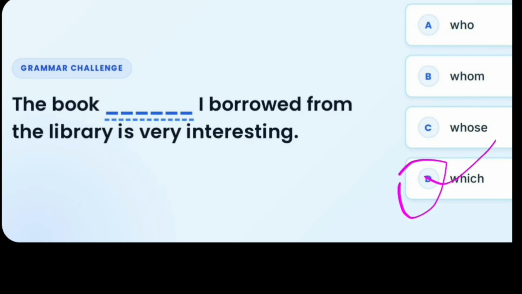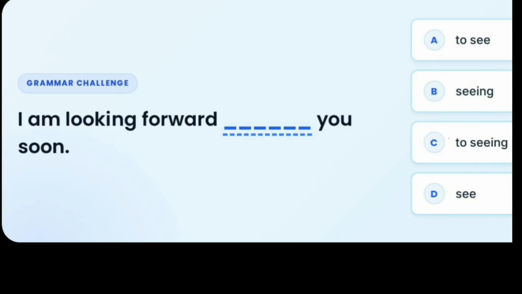Question number 51. I am looking forward dash you soon. A. To see. B. Seeing. C. To seeing. D. See. Pause the video and challenge yourself. The correct answer for question number 51 is choice C. To seeing is the correct answer. Let's see its reasons. The phrase look forward to requires a gerund, the ing form, because the to acts as a preposition here. When it acts as a preposition, it is followed by a gerund.